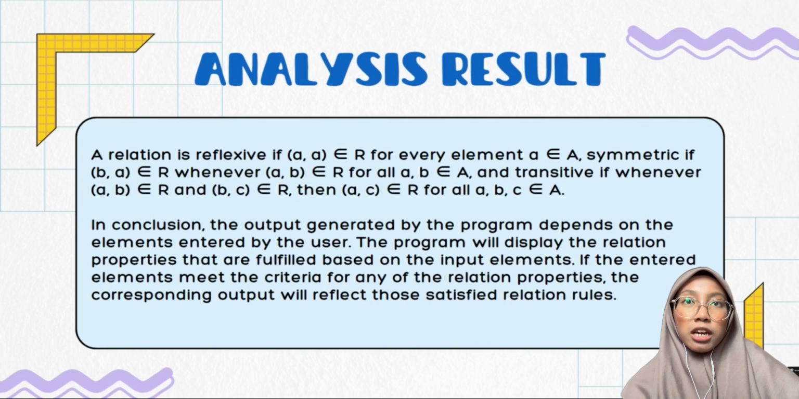In conclusion, the output generated by the program depends on the elements entered by the user. The program will display the relation properties that are fulfilled based on the input elements. If the entered elements meet the criteria for any of the relation properties, the corresponding output will reflect the satisfied relation rules.